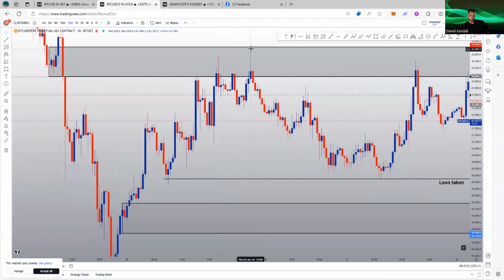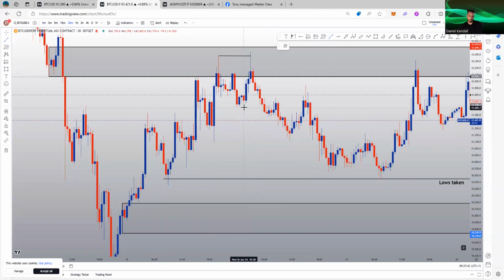And then we had another wick into this order block, but this wick took out the previous one. And then we retraced quite aggressively, and we broke structure there. So we're creating higher highs, higher lows, and just respecting this trend line there, and that was eventually broken.